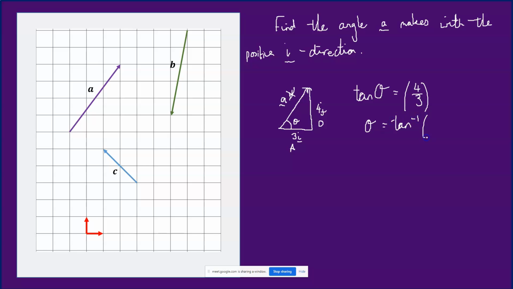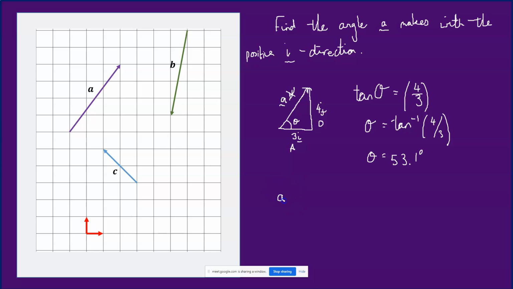I know we haven't done much trig yet, but give us a shout in the chat box if you're unsure about how to do trig. So I'll grab my calculator because I can't do that in my head. I think it's probably around 75 degrees or something like that. No, it's 53. So I'm just going to take it to 1 dp, so 53.1 degrees.